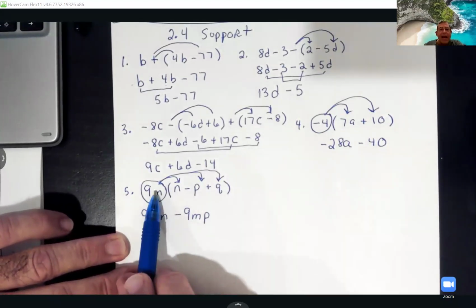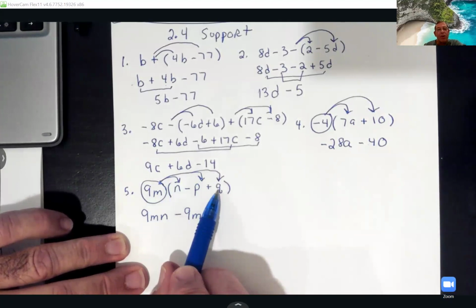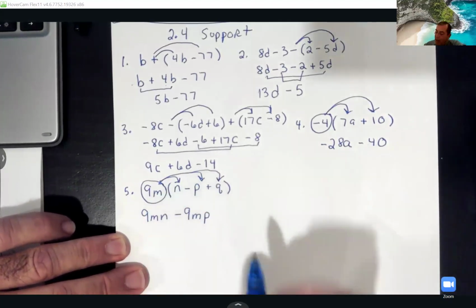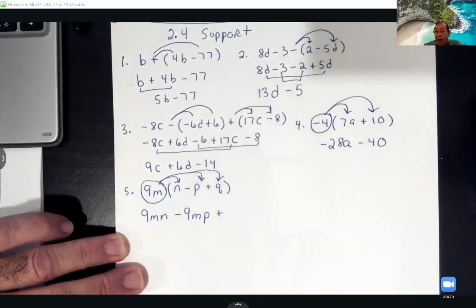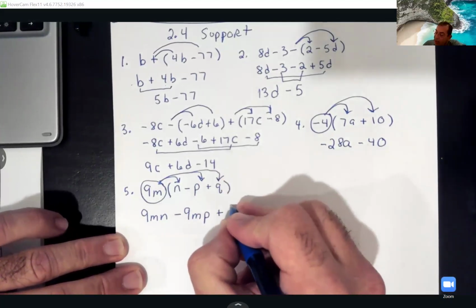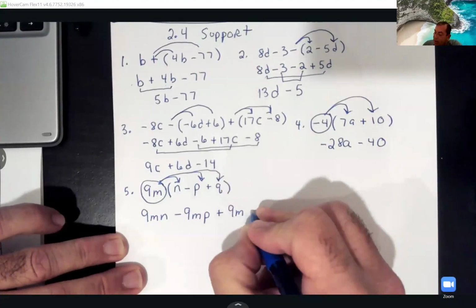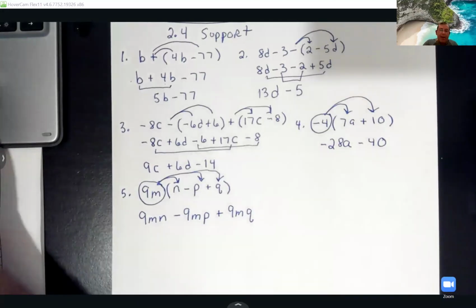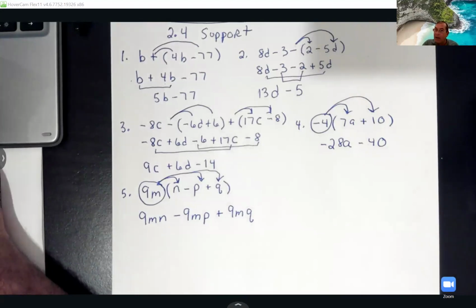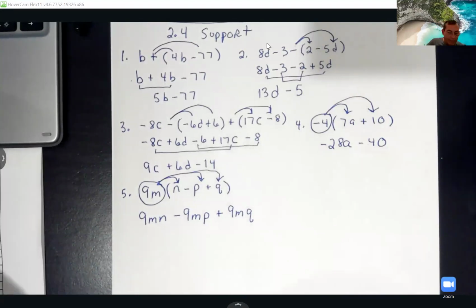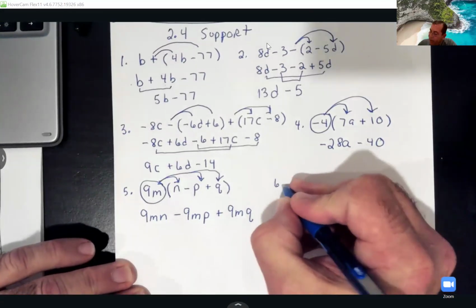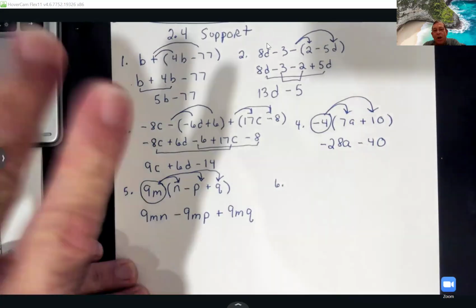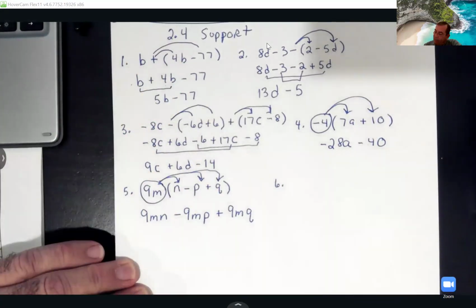And finally, that 9m multiplies by that q. I got a positive times a positive, which is going to keep that positive. And I get what? A 9mq. And I can't combine this any better because I don't have any like terms. So a lot of this is just getting y'all used to that distributing, okay? All right, let's see what y'all do here.